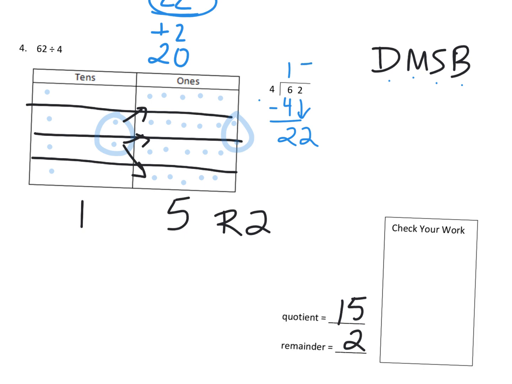Goes in there 5 times. That's my division step. I'm going to multiply 5 times 4, which is 20. I'm going to subtract to see if there's any remainders. And there are 2 remainders. There's nothing left to bring down, which tells me that I'm done with that equation. I'm done with all that work. And my quotient is 15 remainder 2. Same as what I've got here, 15 remainder 2.